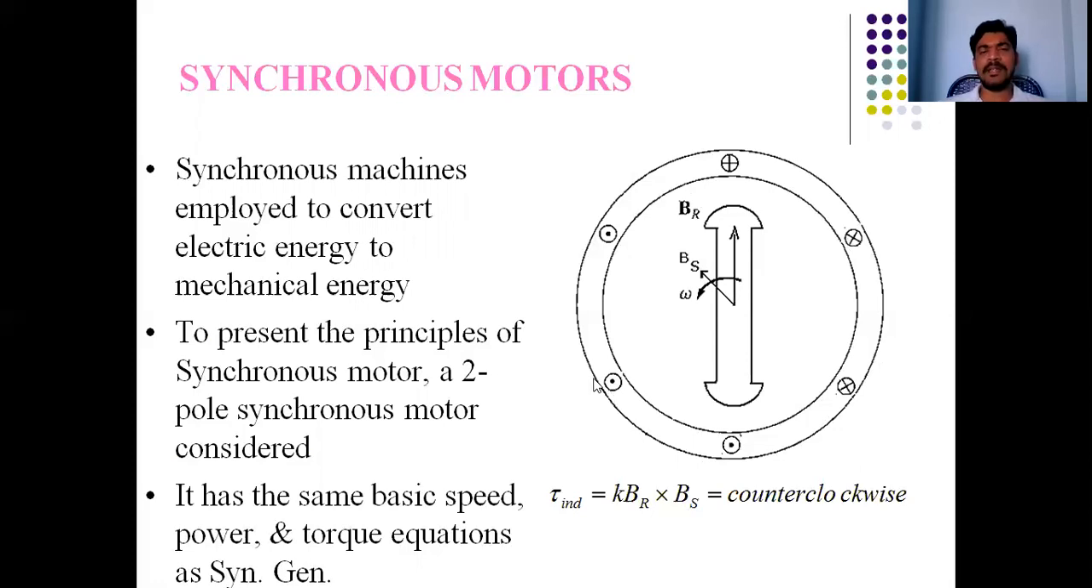Electrical 120 degrees, because theta electrical is equal to P by 2 times theta mechanical. So that's why here, out of a total of 180, here it is 60 degrees mechanical. So here I am getting 120 degrees electrical. Okay.